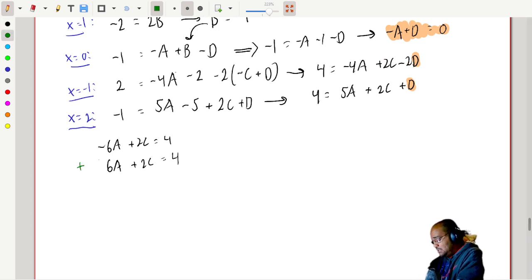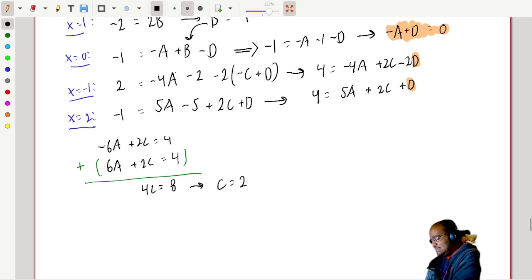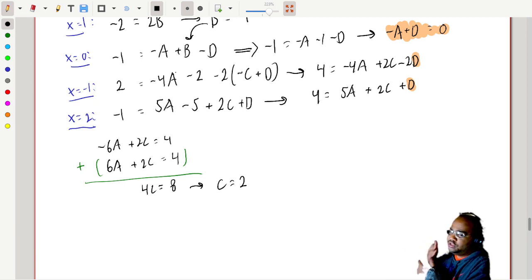I can eliminate, so I can add here. The a's will vanish because -6a plus 6a is 0. 2c plus 2c is 4c equals 4 plus 4, that's 8. And c is, yes, 2. C is equal to 2. Now what? Now we take that and plug it into one of the equations, and we can easily solve for the other variable.